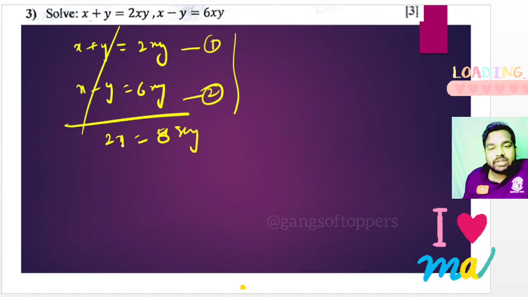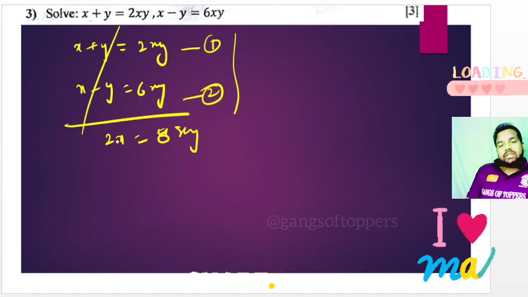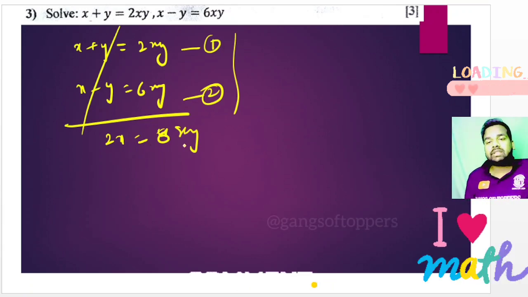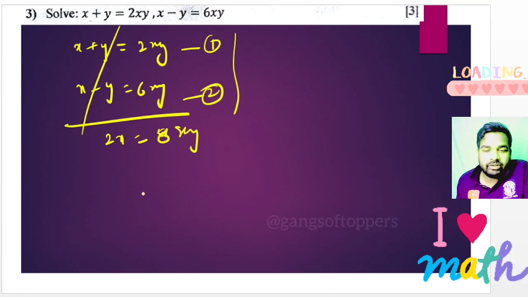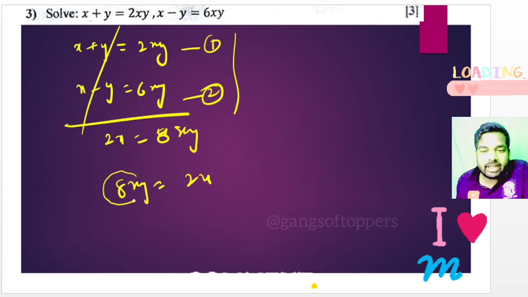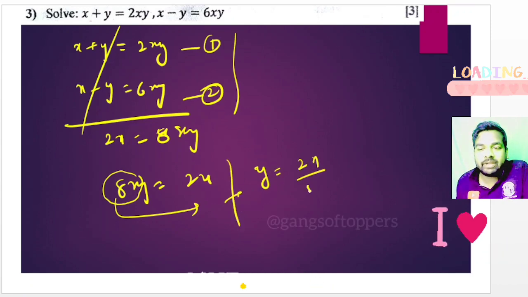Since it is 2x, and is equal to xy, how are we going to find the value? It is xy is equal to 2x. Just put this 8x on the other side. Since it is a multiplication, this 8x is going to be a denominator. So y is equal to 2x divided by 8x.